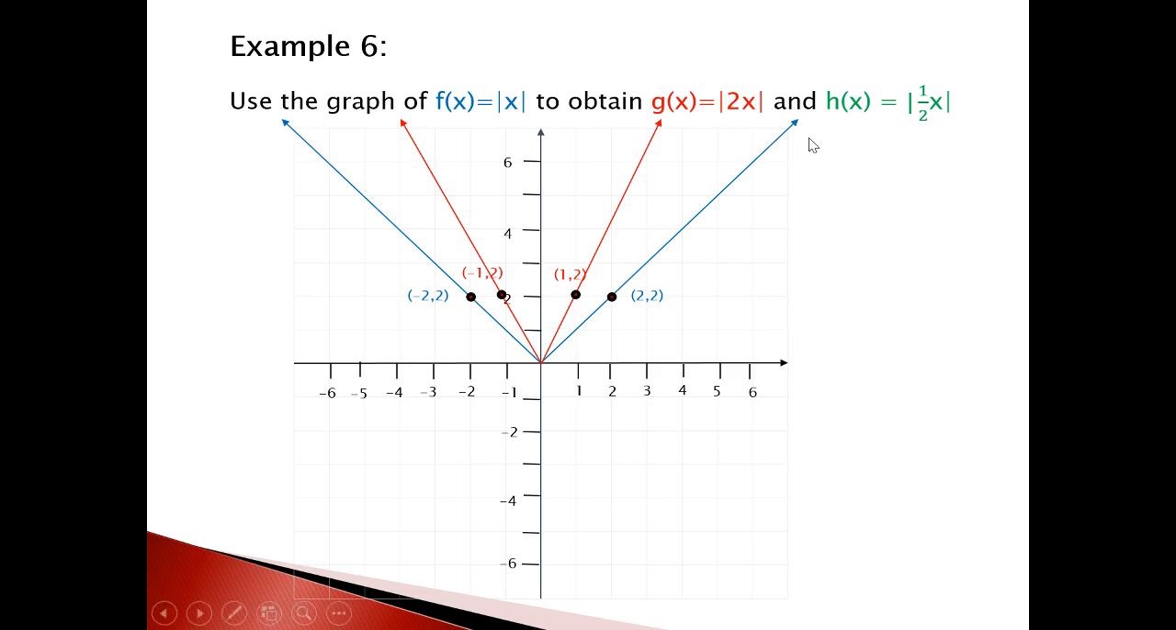And let's move to h of x equals the absolute value of half times x. Here c is in between 0 and 1. So the graph is stretched horizontally away from the y-axis. As you can see, if the constant is greater than 1, then it is shrunk horizontally towards the y-axis, and when the constant is in between 0 and 1, the graph is stretched horizontally away from the y-axis.